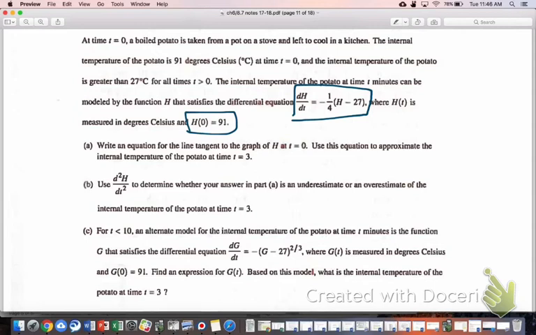It's C. So look at A. A does not say anything about finding a particular solution. A says write an equation for the tangent line and then find an approximation. This is definitely not a particular solution. We'll do this one in a second. B says use the second derivative with respect to time to consider part A's estimate as being too high or too low. There's no wording in there at all that says find the particular solution.